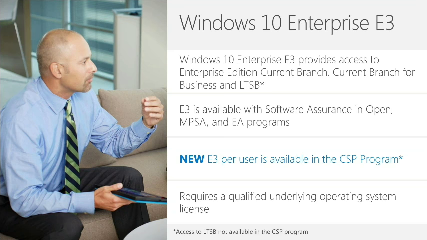So with any volume licensing, you need to have a qualifying underlying operating system to upgrade from when you're buying a Windows 10 license within volume licensing. So just a reminder there not to purchase devices with Windows 10 Home on them and then upgrade to Enterprise, because it's not a valid qualifying operating system.